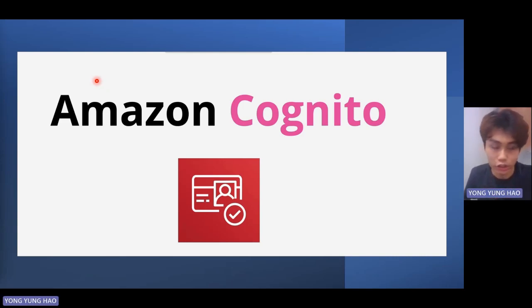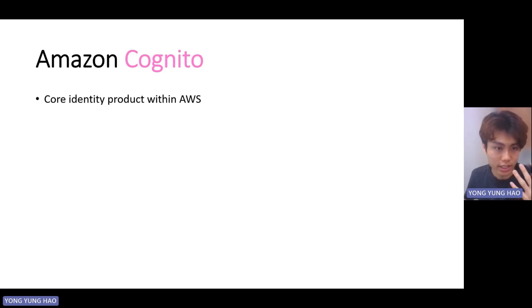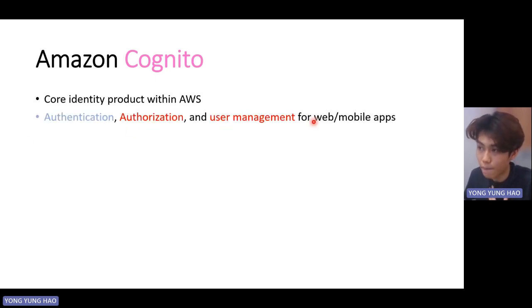So today I'm going to introduce one AWS service. It's called Amazon Cognito. So let's go into what AWS Cognito is. Amazon Cognito is the core identity product service within AWS itself and also for other external identity. Now, what does the service as a whole provide? It provides authentication, authorization, and user management for web or mobile apps.